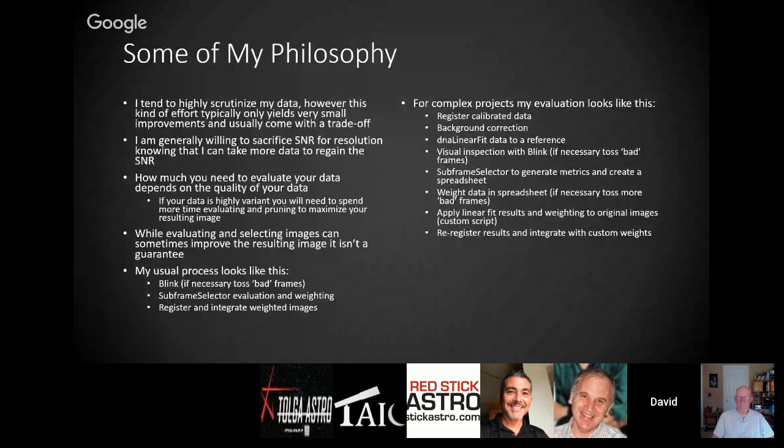When you're doing your data evaluation, it's really dependent upon the quality of your data. So if you end up with highly variant data, maybe you have data from different sites, or you're combining data from different people or things like this, then you really need a lot more scrutiny. There's a bigger difference and a larger gain you can get from potentially tossing subs or weighting data or things like this. But if your data tends to be pretty consistent, you won't see as much of a benefit.